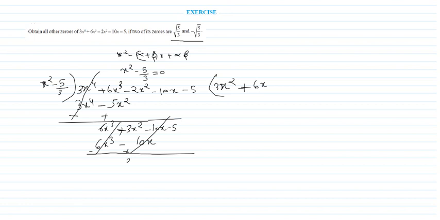So the other two zeros that we get here are minus 1 and minus 1. So we get to the conclusion that we have 4 zeros of the given equation, 3x to the power 4 plus 6x cube minus 2x square minus 10x minus 5, and these 4 zeros are root 5 by 3 and minus root 5 by 3, minus 1 and minus 1.